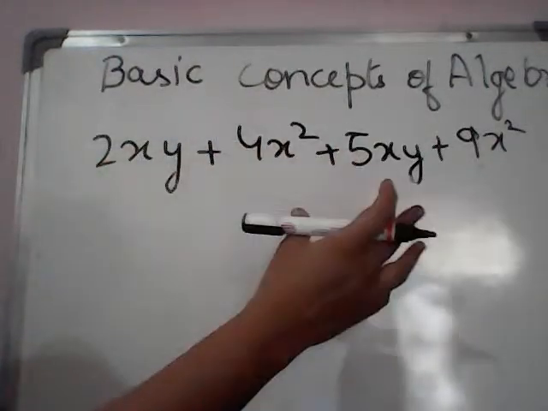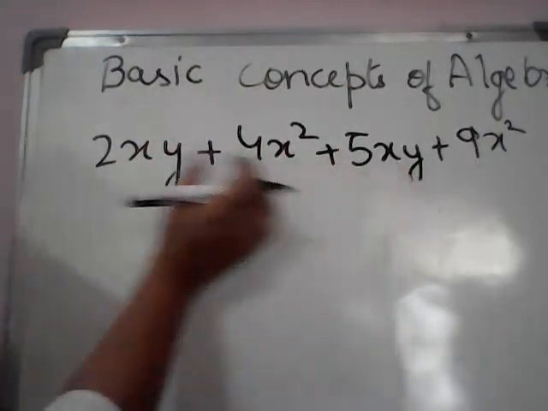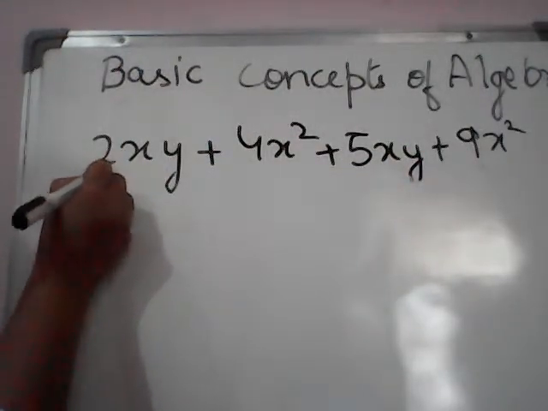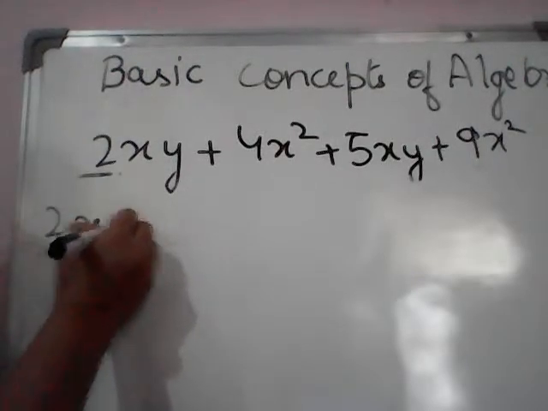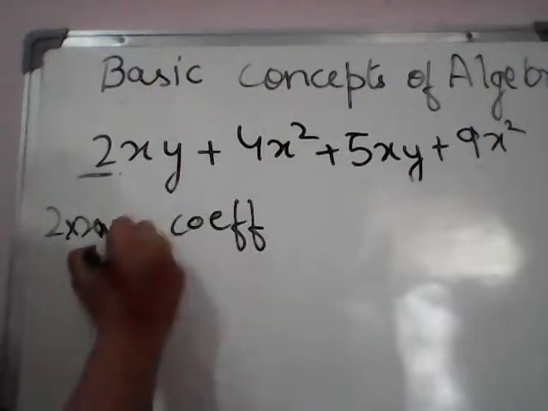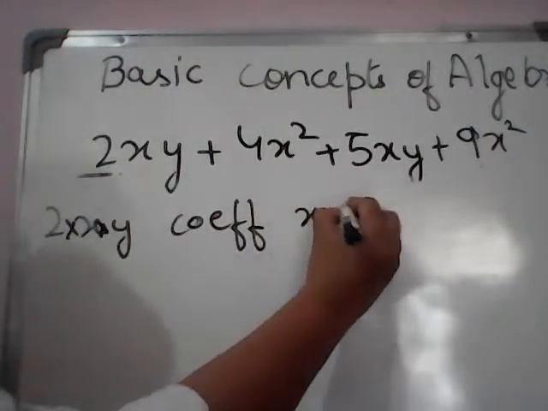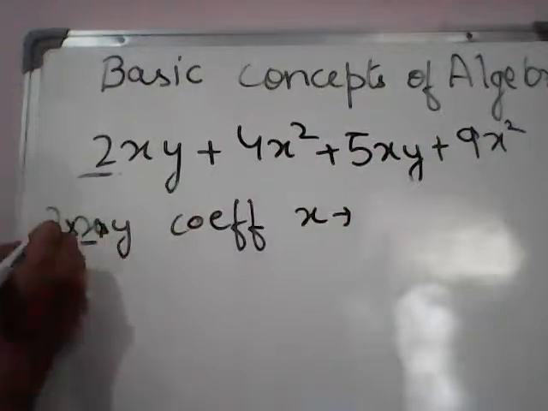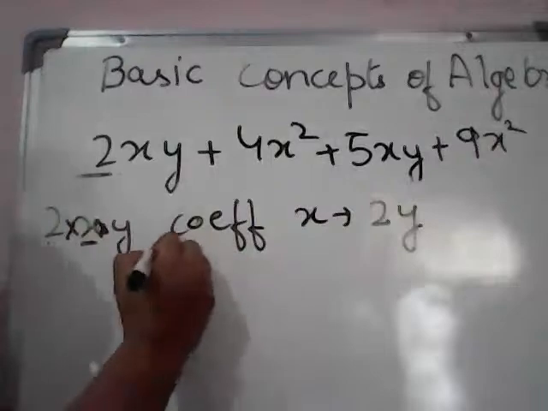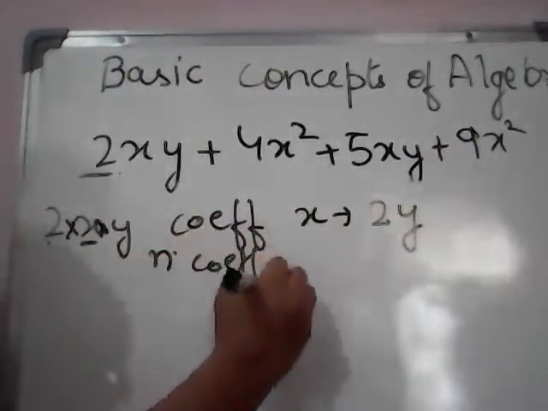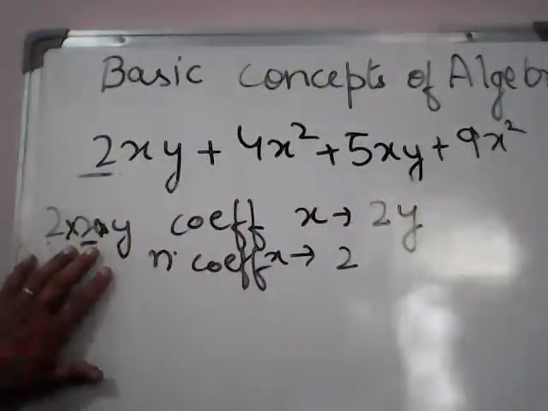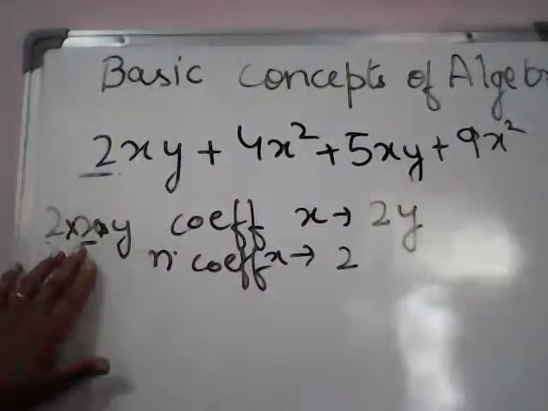I told you like terms can be added. If we talk about these like terms, we can add their coefficients. What are coefficients? Coefficients are the numerical part of the term. If we talk about x and y, suppose the coefficient of x will be everything except x, that is 2y. Coefficient of x will be 2y, and the numerical coefficient of x will be 2. So the coefficient is everything remaining besides x, and the numerical coefficient is this.